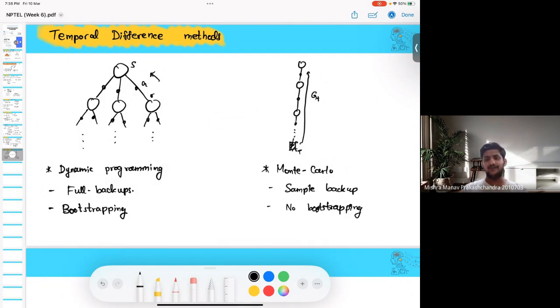So the Markovian property doesn't hold true for a Monte Carlo method. For dynamic programming, yes, the Markov property holds, but the backup is an issue.